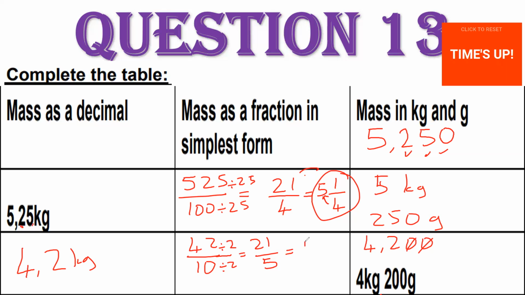21 over 5 equals 4 1 over 5. Just like this one, but the opposite one. So 5 times 4 is 20 plus 1, 21. 21 over 5 equals 4, because in 21 I have 4 fives. So 4 times 5 is 20. 21 minus 20 equals 1. So this is our answer, 4 and 1 over 5.